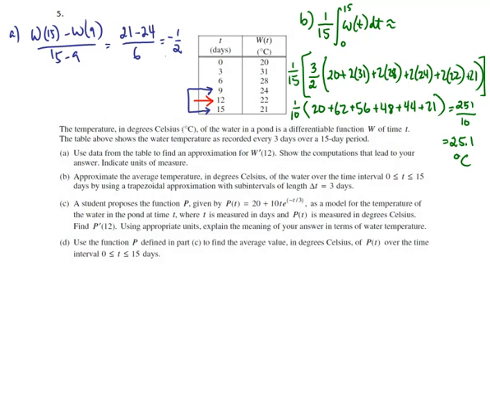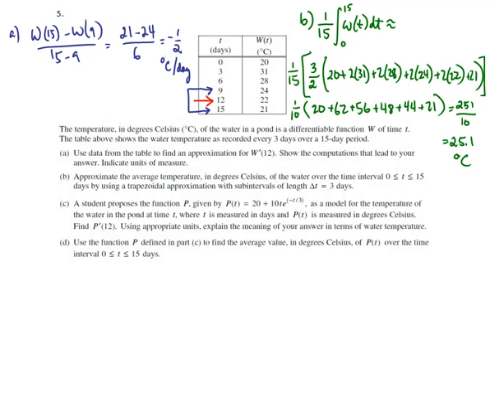Now, going back, there is something that I forgot in part A. I did not give the units of measure. And W prime of t is going to give the rate of change of temperature per day. So the units there should be degrees Celsius per day.